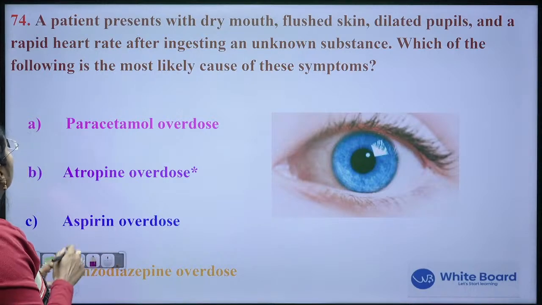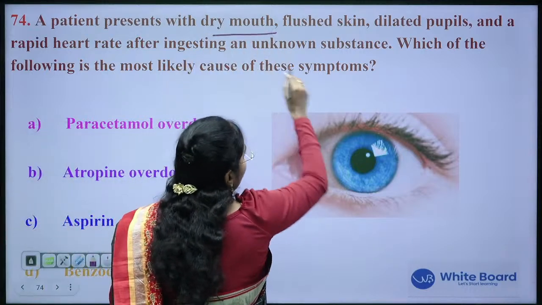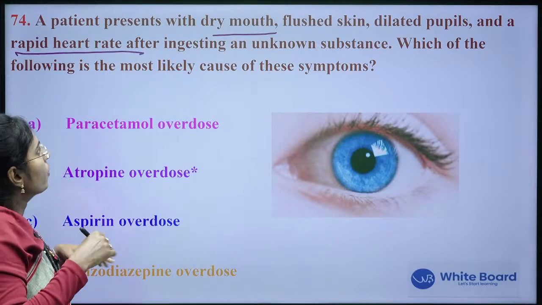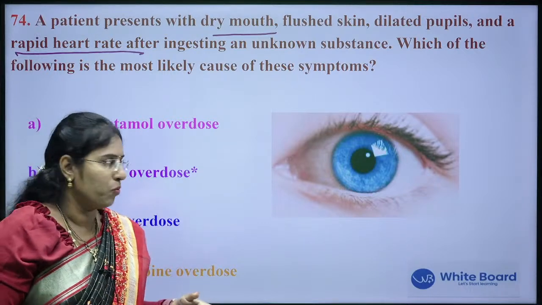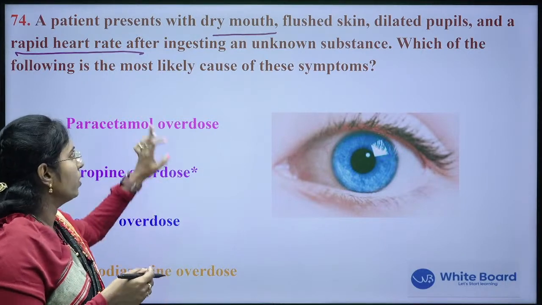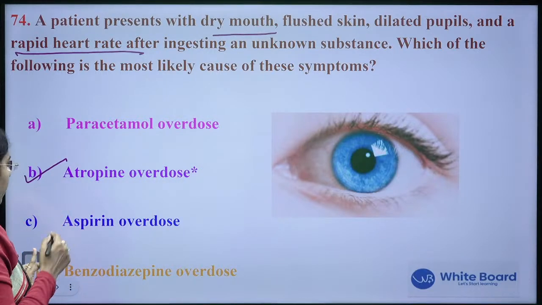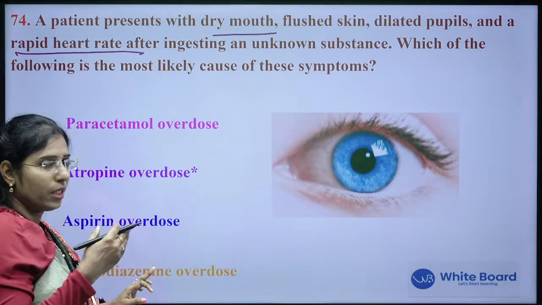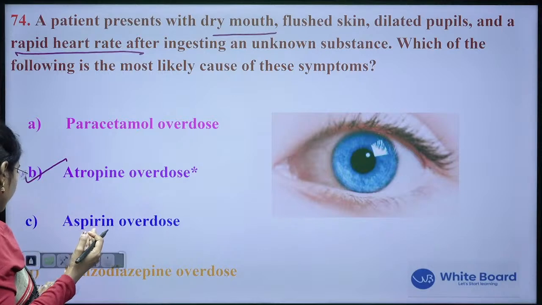Coming to the next question, a patient presents with dry mouth, flushed skin, dilated pupils and rapid heart rate. Just now we have discussed this. After ingesting an unknown substance, which of the following is the most likely cause of these symptoms? It is due to atropine overdose. The person will have these symptoms because atropine is mainly used for curing bradycardia, that is slow heart rate. So if there is overdose, then it will cause a rapid heart rate.